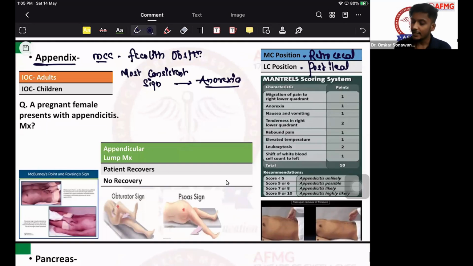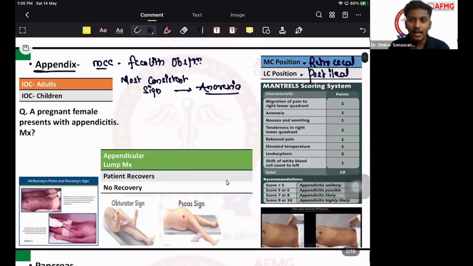Important to yaad rakhna. Then if I talk about appendicitis, it is usually more common in young children or more common in adolescents. So you can remember, it is more common in either children or adolescents, right? Important hai, yaad rakh lo.